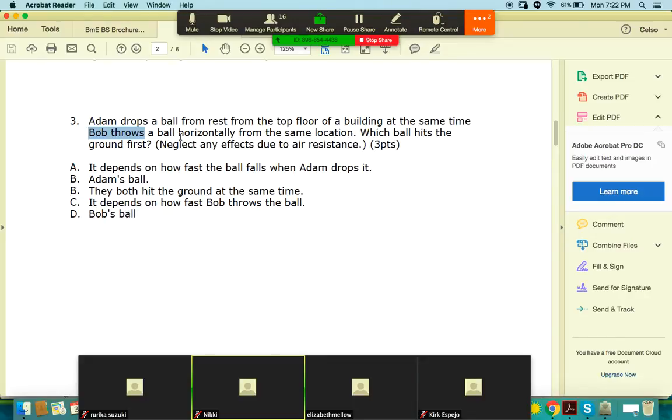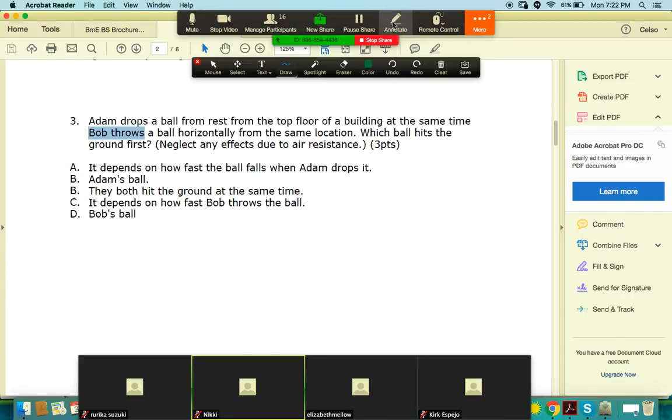So when you write down your equation in y for both of them, Adam and Bob, you have y minus y naught, which is the height of the building, is equal initial velocity times time. And if I start annotating, I cannot do that. See if I can.